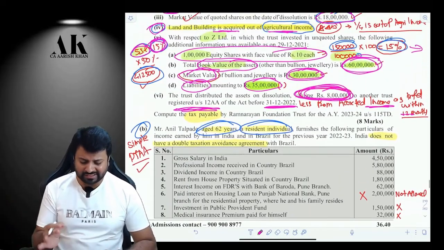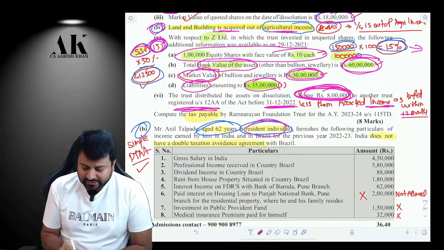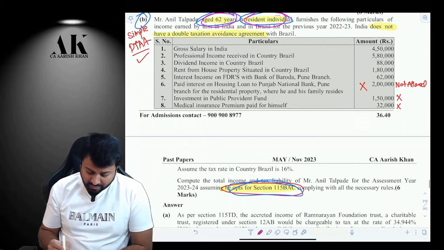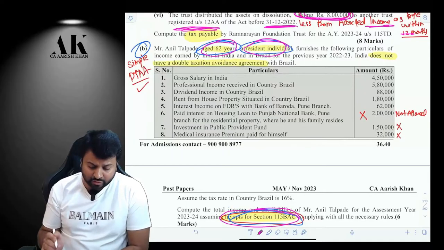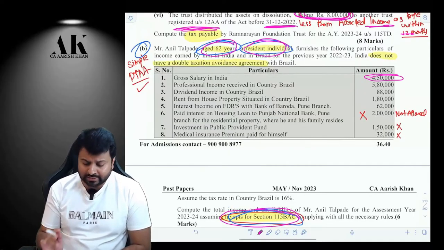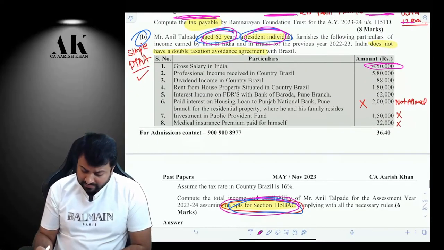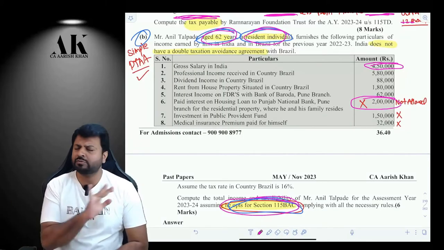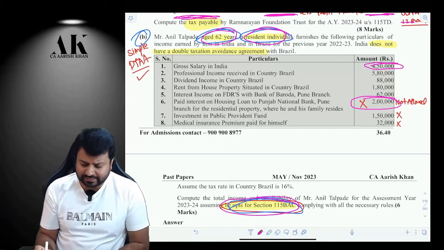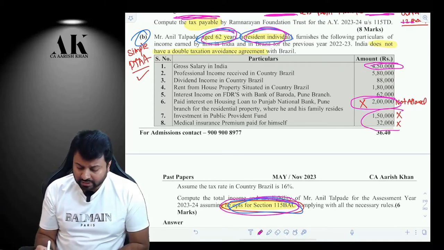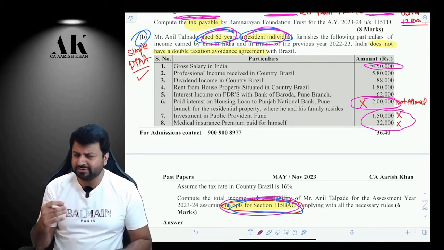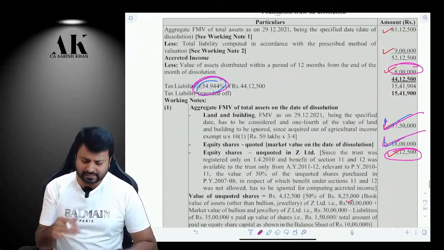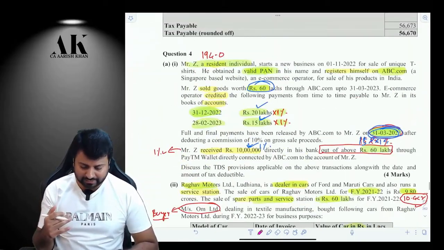The next question is a very simple DTAA question. There is a resident assessee whose age is 62 years. He is opting for 115BAC. Be very careful. If he is opting for 115BAC, you need to be careful with a few things. First of all, you are not going to get the standard deduction. Second, you are also not going to get the deduction of house property self-occupied property interest. House property SOP interest is not allowed for a 115BAC assessee. Thirdly, you are not going to get the deduction of 80C and 80D also. These are the few things which they will test as far as 115BAC is concerned. I don't think anything apart from that can be tested by ICAI.